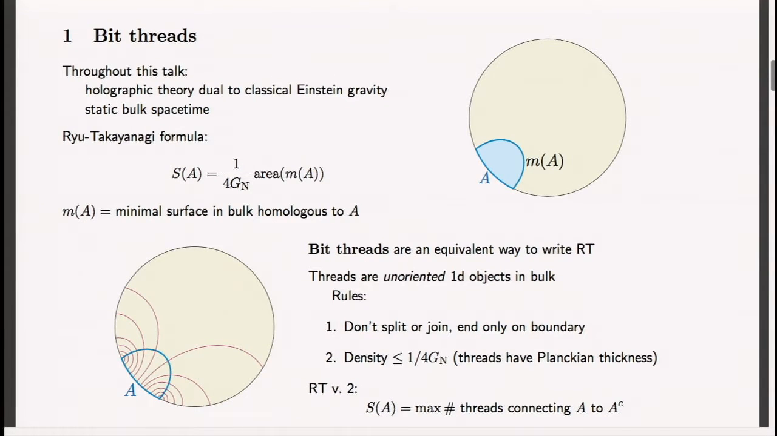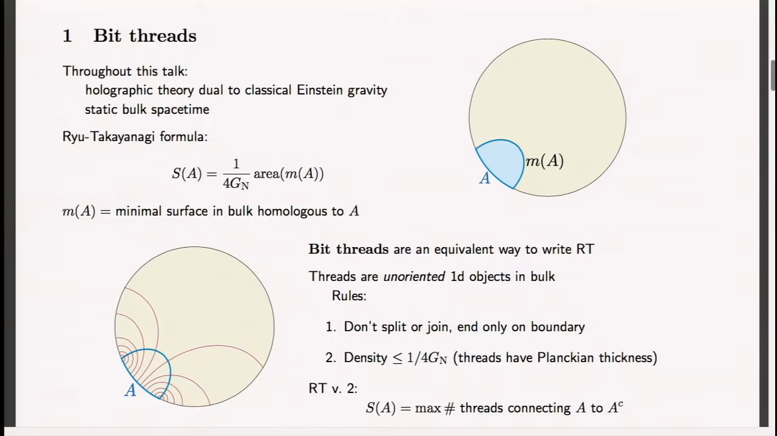Actually, let me say something about unoriented. In the paper with Mike Friedman, they were oriented, and you kind of have a choice depending on what you're trying to do with them. For my purposes, it's easier just to think about them as being unoriented. So we're just going to do that. It's a little bit simpler. Anyway, the most important things you should know about bit threads are that they obey two rules, and they're extremely simple rules.